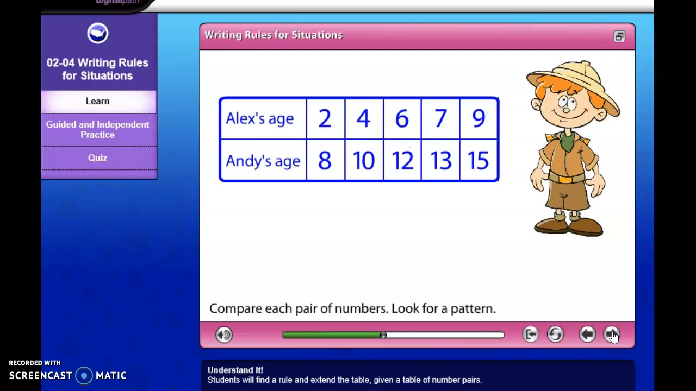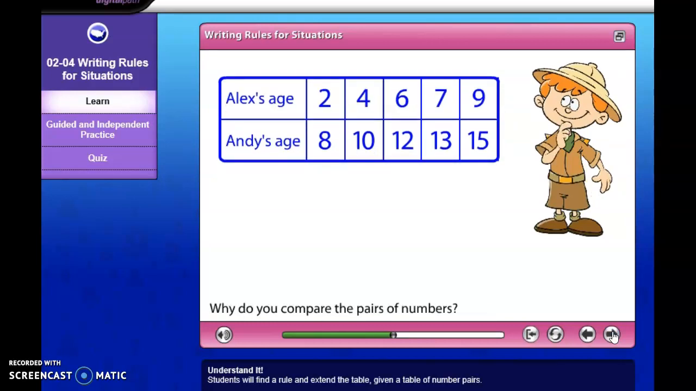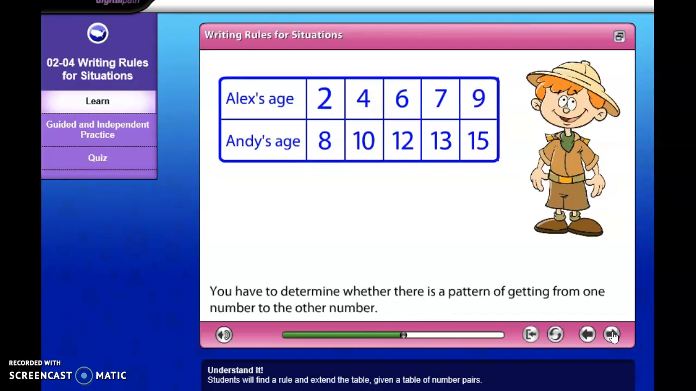Compare each pair of numbers. Look for a pattern. Why do you compare the pairs of numbers? You have to determine whether there is a pattern of getting from one number to the other number. In other words, how do they get from Alex's age to Andy's age? You could think about it the opposite way as well. How do you get from Andy's age to Alex's age?